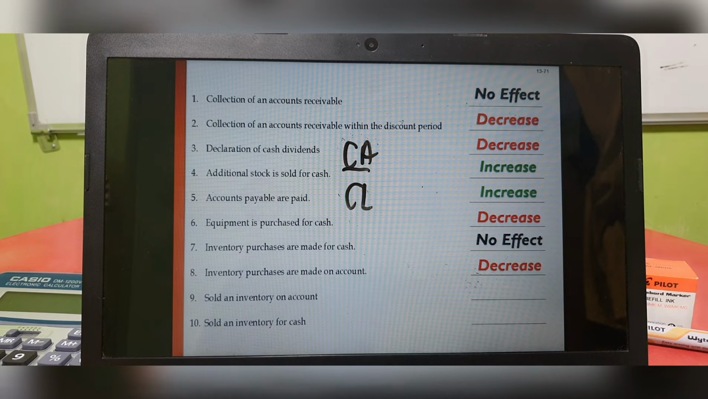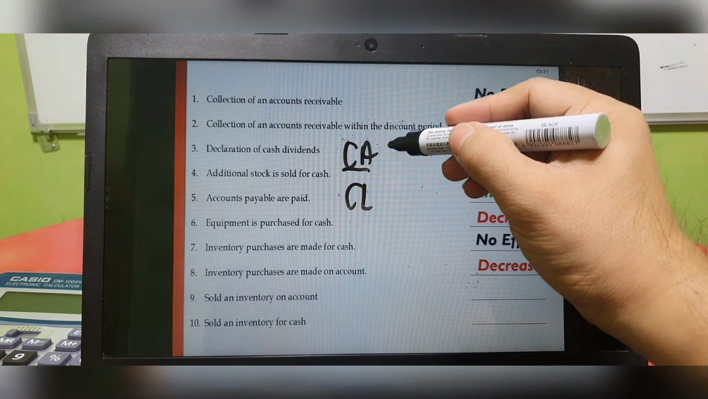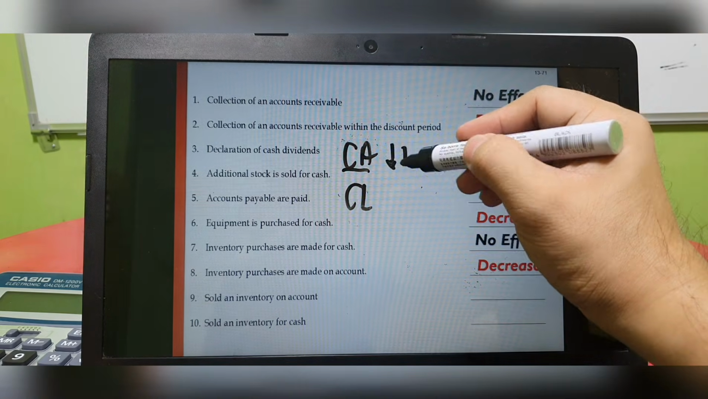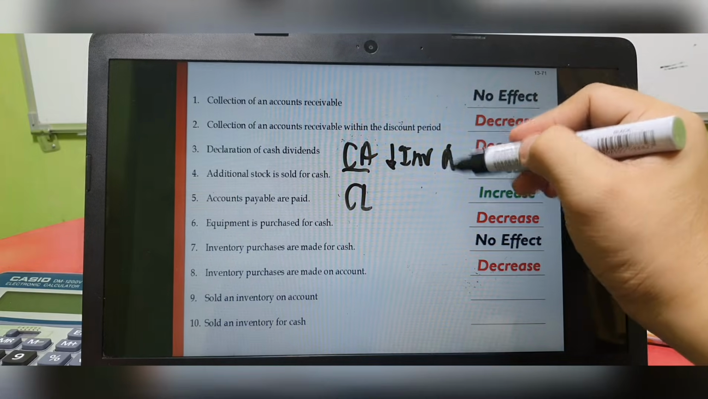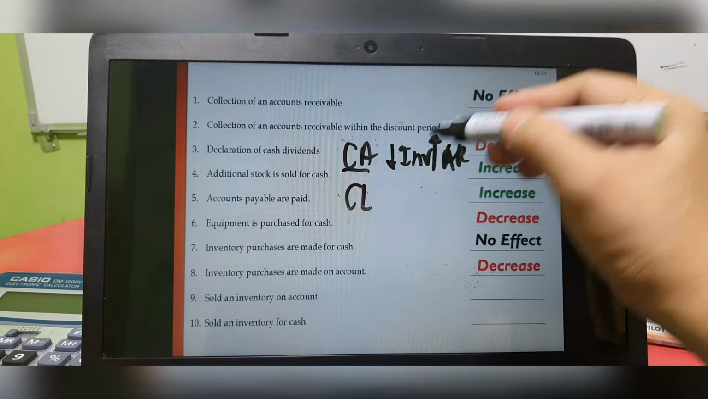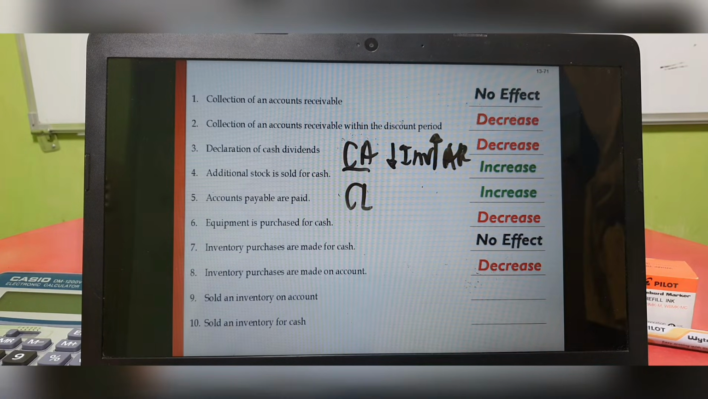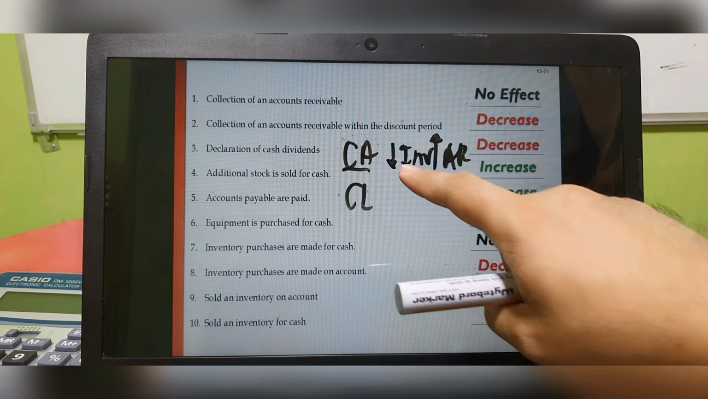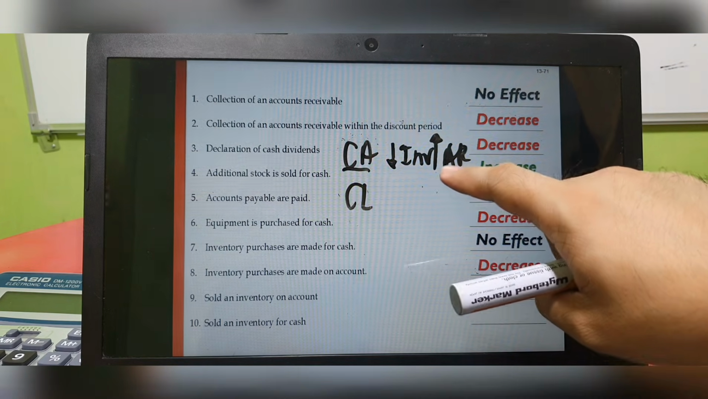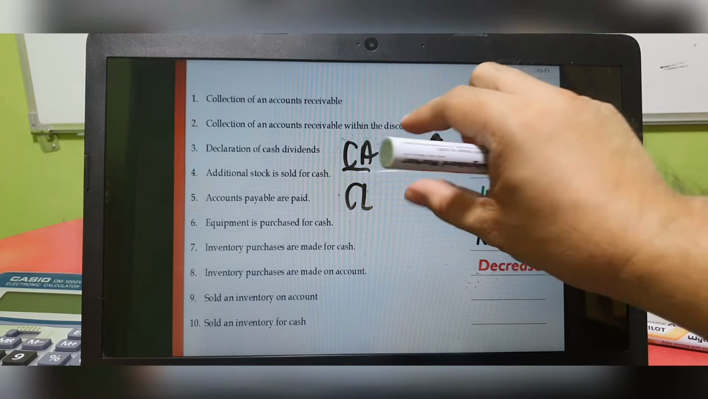Decrease. Alright. Number 9. Sold an inventory on account. So, ang inventory natin, bumaba. Tapos, ang AR natin ay tumaas. So, what happens to our current ratio? No effect ba? The answer is no. The answer is hindi no effect. Okay, why? Kasi bumaba inventory, tumaas ang AR, yung AR natin ay mas malaki kaysa sa inventory.